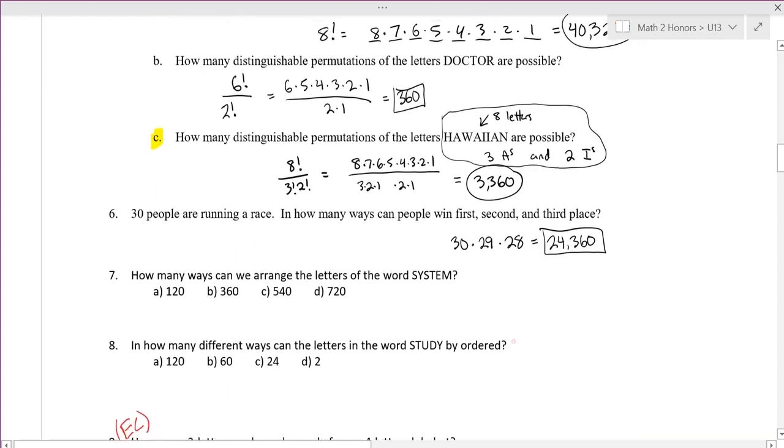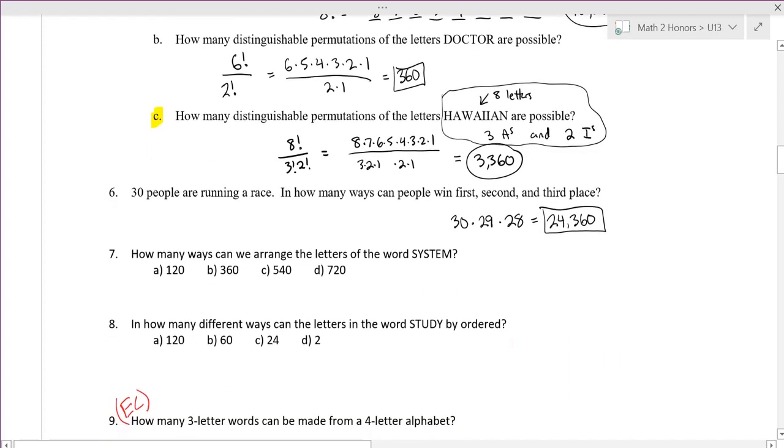Number 7, how many ways can we arrange the letters of the word system? Again, here you count how many letters you have: 1, 2, 3, 4, 5, 6, divided by, and you look for repeats. So I have 2 S's, and those are the only letters that are repeating. And then I reduce that, and this ends up being the same as part B in number 5, which is 360. Right there.